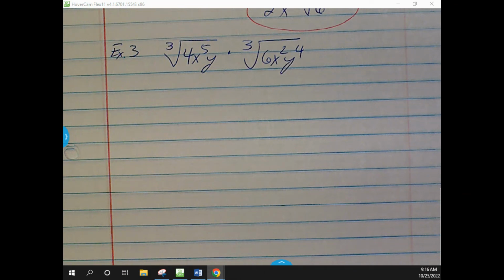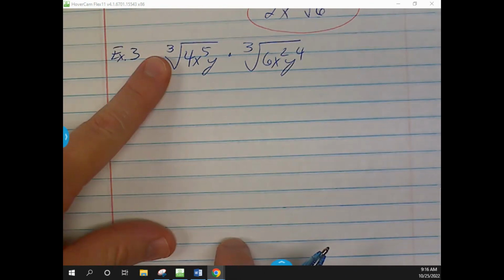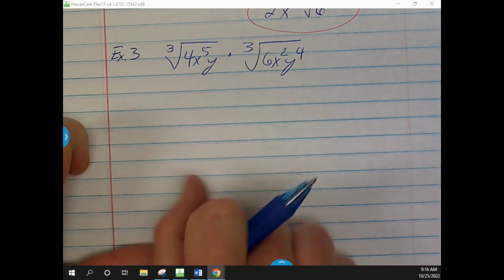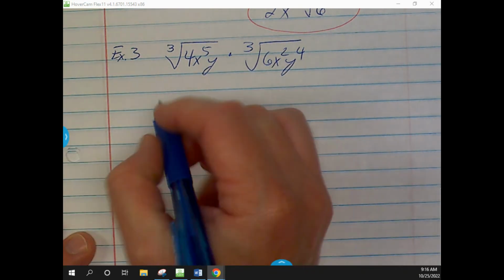All right, and again, very first thing is the index here must be the same as the index here. If those indexes are different, you can't do anything with it. It would just stay that way, and that would be the answer. But in this case, they're both third roots, so we're okay.